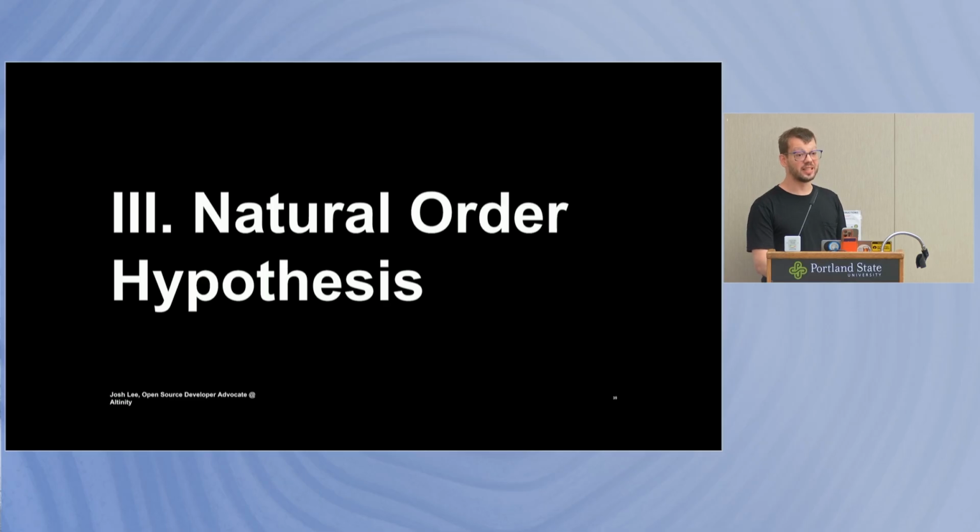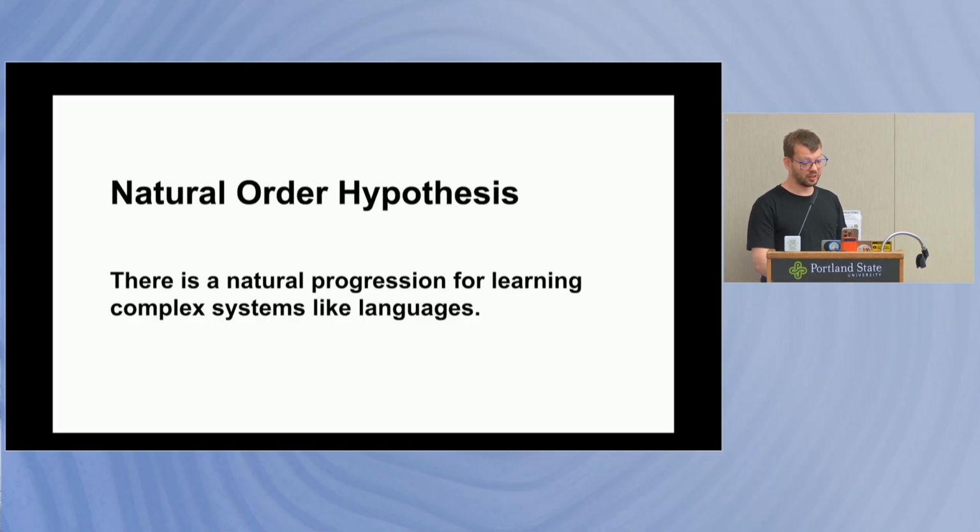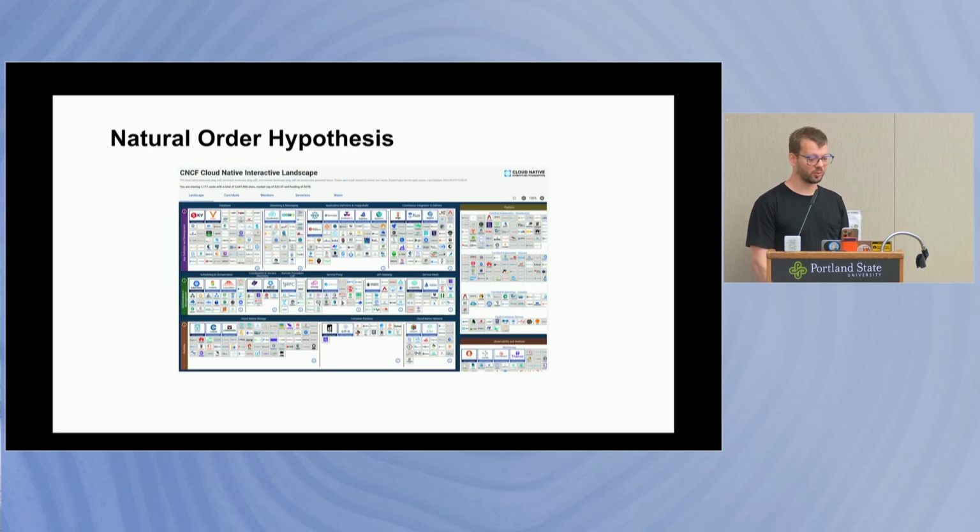Okay, the natural order hypothesis. So there's a natural progression for learning complex systems like languages. This actually plays out when infants are learning languages, right? We can see biologically that languages have a kind of DNA that can almost be expressed in binary. It's just, does it do this, does it do this, does it do this, right? And babies tend to learn those features of the language in the same order. It's really cool. I definitely encourage anyone interested in this topic to study more about how children learn languages. But that's not what we're talking about today. We're talking about adults, right?